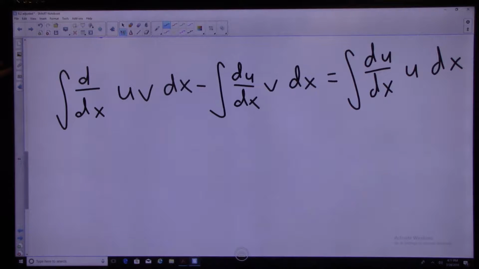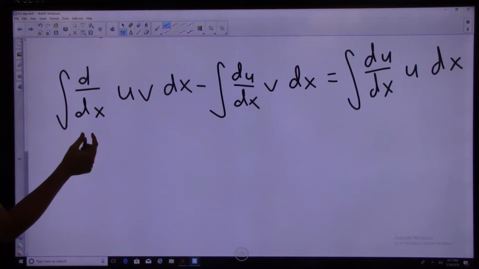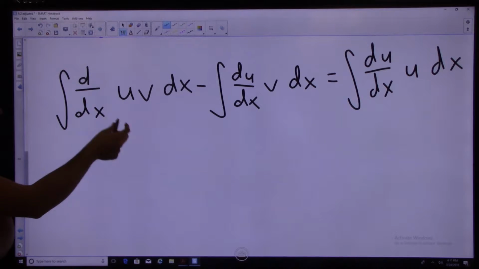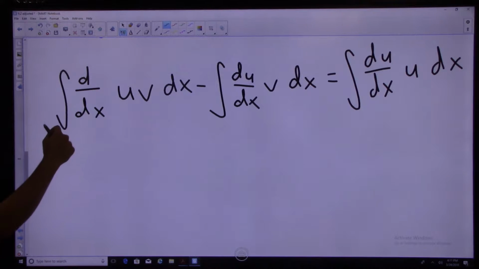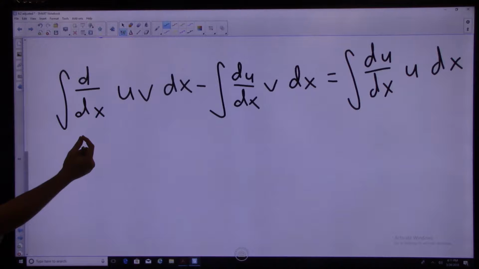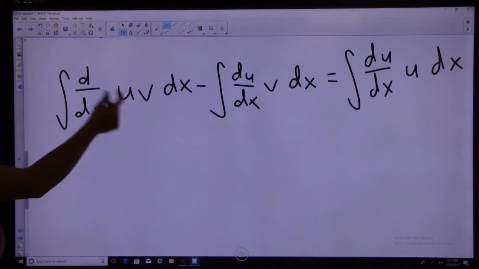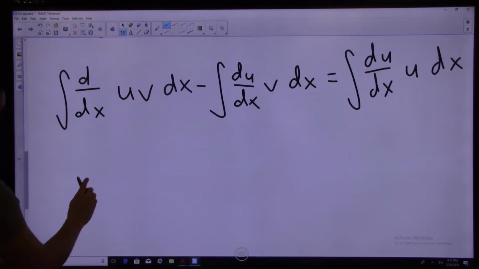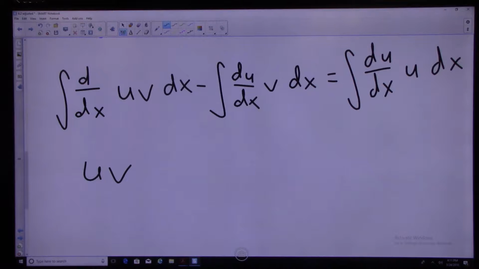Here's what I want you to think about. Look at this notation. d over dx is essentially a command. It says take the derivative of uv. And this elongated s means take the integral of. So we're going to be taking the derivative and the integral at the same time. Those are going to cancel each other out, and what we're left with is just uv. If we take the antiderivative of the derivative, those two cancel each other out. So it gives us uv.